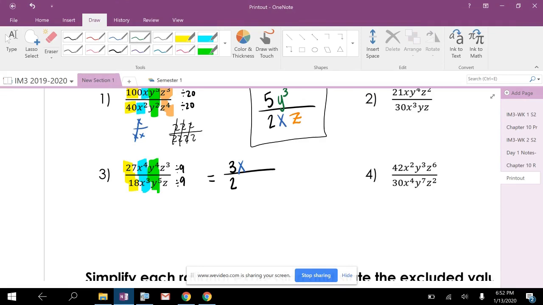5 minus 4 gives me 1. So I have 1 y left. And because 5 is bigger than 4, the y is going to be on the bottom. It's that simple. Okay.